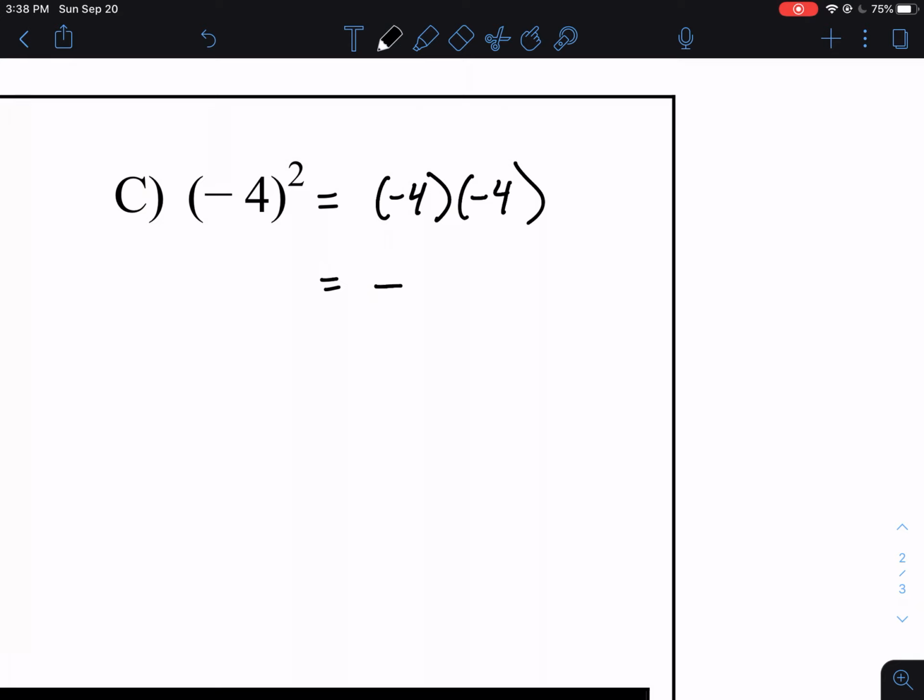And then finally, negative 4 squared is the same thing as negative 4 times negative 4. Remember, negative times a negative is positive. Or, I'm sorry, it's not a 4. It's 16. That equals 16.